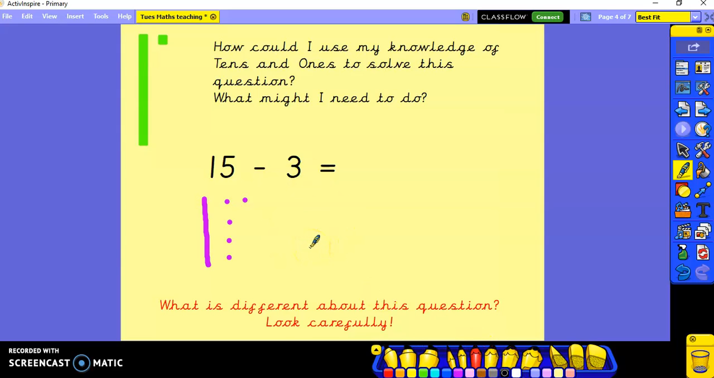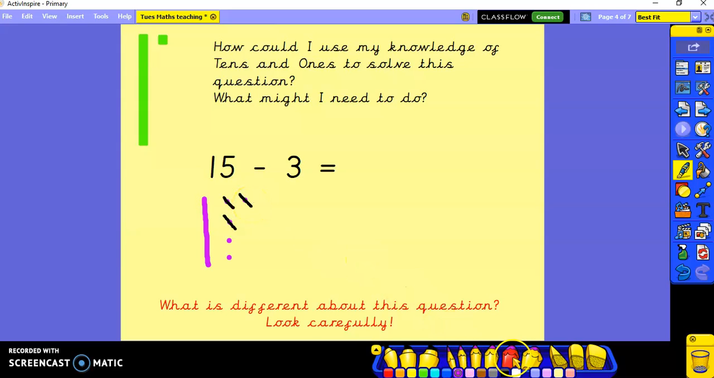What I need to do is get rid of 3 or take them away. And I'm going to do that by crossing them out. So I'm taking away 1, taking away 2, taking away 3. So you could imagine that Miss Mole had 15 sweets in her jar and she ate 3. How many are left? So I've got 15 to begin with and I crossed out the 3 that I've eaten. What do I have left?